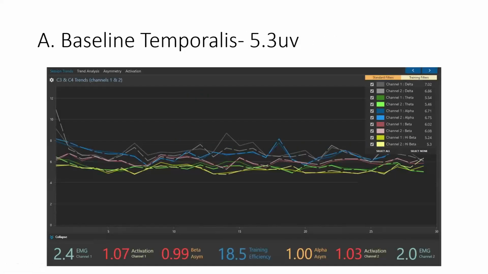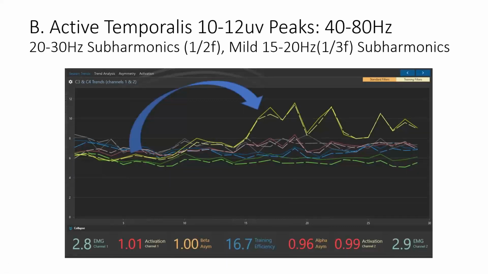Here's a baseline temporalis, probably, because when the person tenses up, we're getting 10 to 12 microvolt peaks in the 40 to 80 hertz range. How do I know? Because we measure at the bottom of the 40 hertz into the 50, and we're getting 20 to 30 harmonics, which would affect this, but there would be very mild 15 to 20 harmonics, and you can see that's a much milder effect.